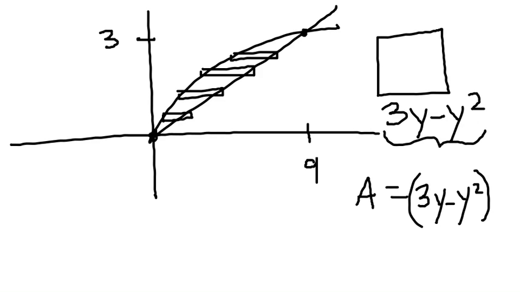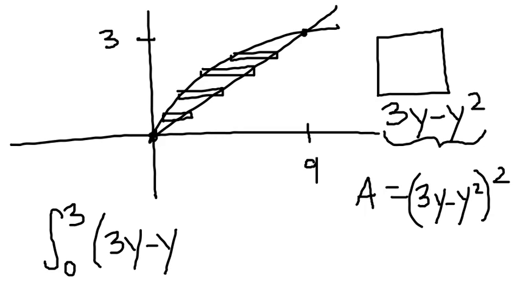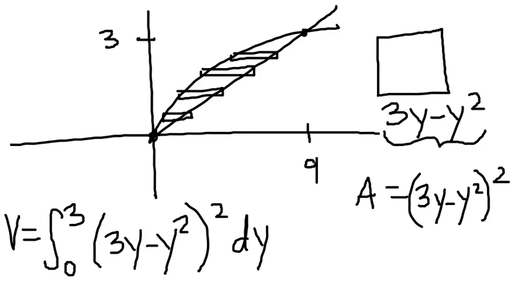All we have to do is integrate the area of the squares along the y-axis from 0 to 3. The integral from 0 to 3 of (3y minus y squared) squared, with respect to y, is going to give us our volume. You type that into your calculator and you get about 8.1. All right, and that's it for today. Hope this helped.